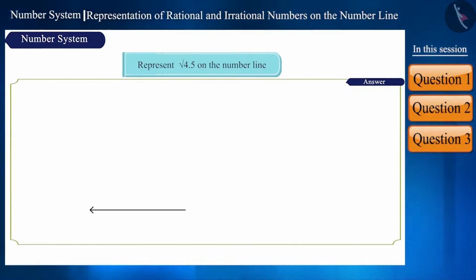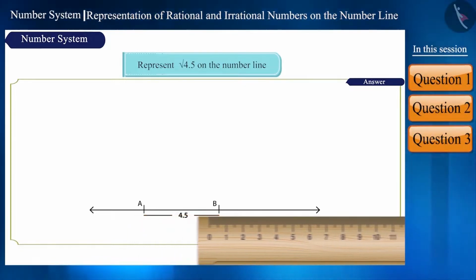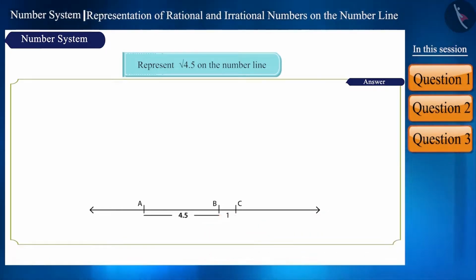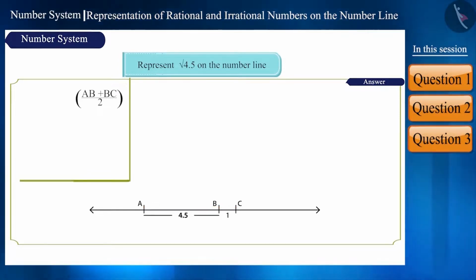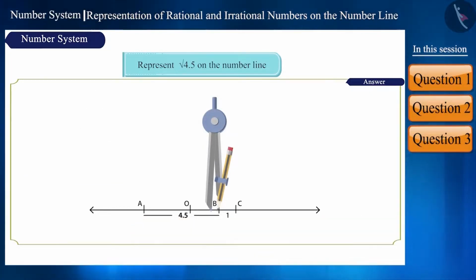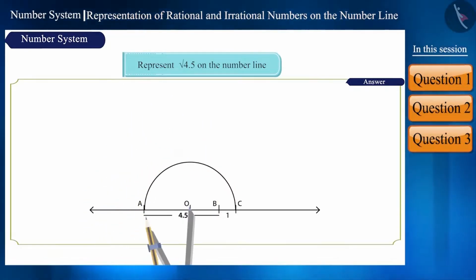On a line, take point A and B such that the distance between points A and B is 4.5 units. Now, from point B at a distance of 1 unit, mark a point C on the number line. Now find the midpoint of line AC, which will be AB plus BC divided by 2. Here we get O. Now taking O as the center, draw a semicircle using a compass.